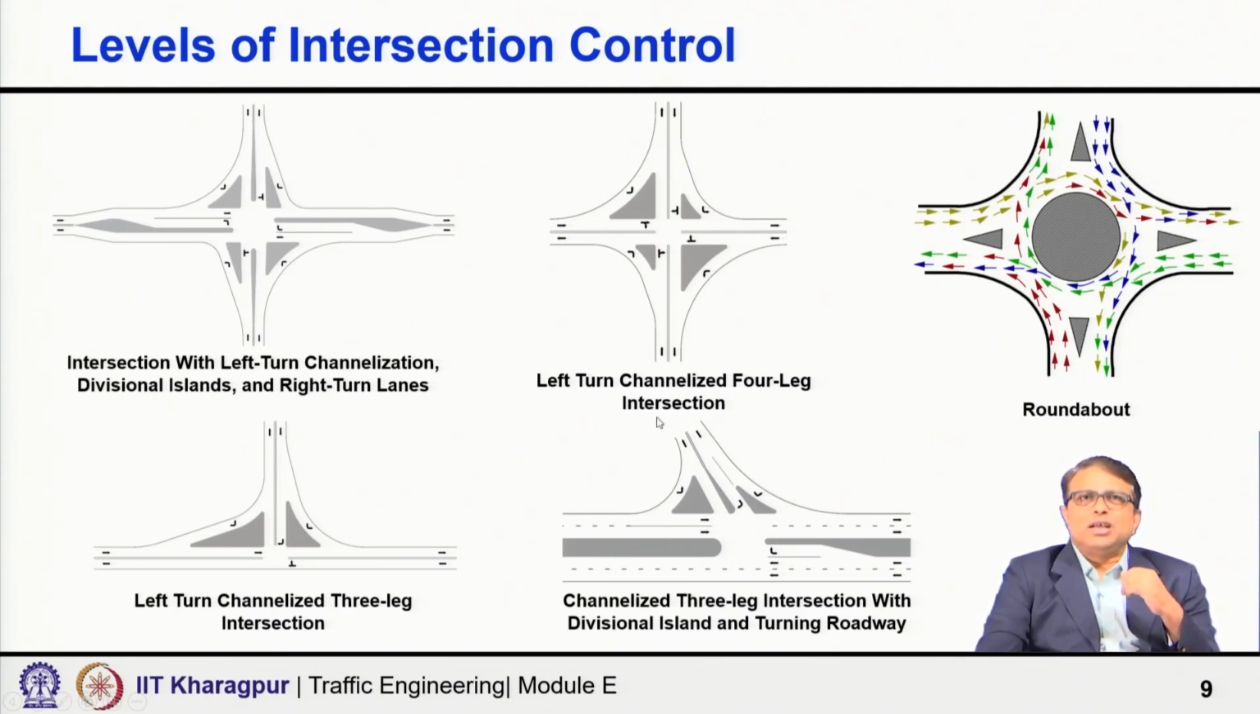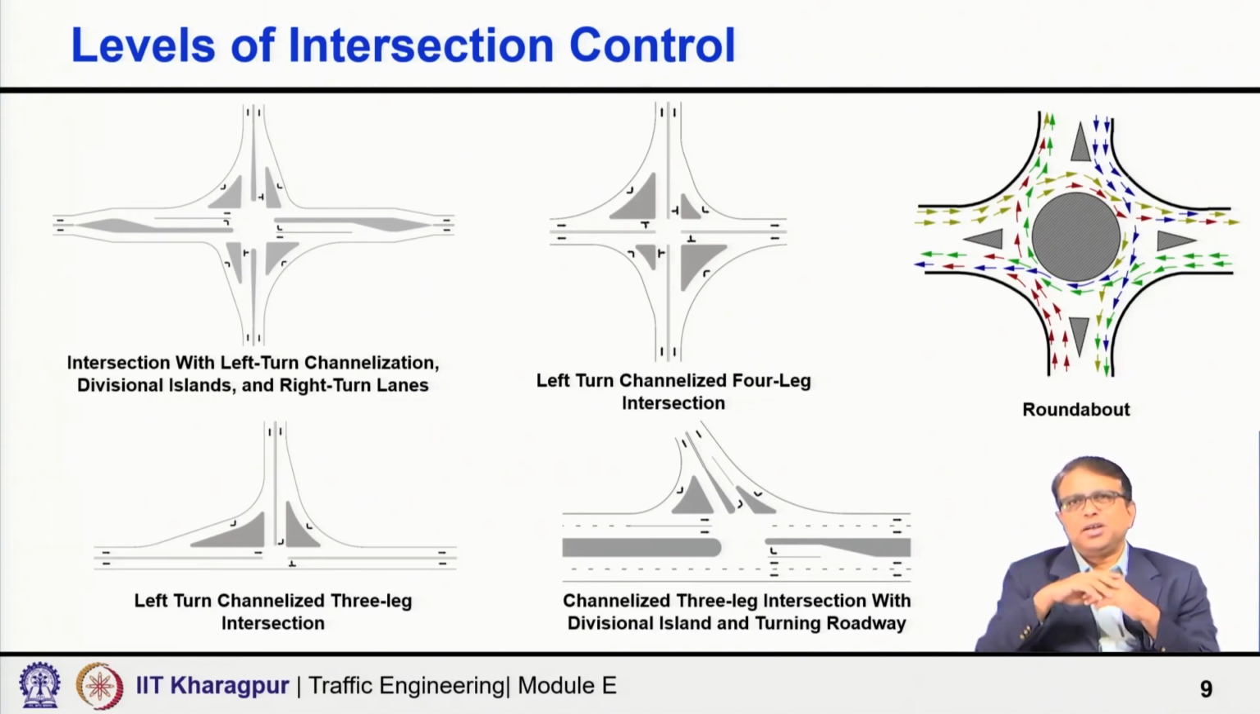Similarly, there is also a left turn channelized 4-leg intersection. The remaining 2 are 3-arm intersections, and different kinds of channelizations are done to regulate the movement as per the requirement. So, channelization can really help you improve the safety performance, because as I said, when there are multiple possibilities for doing the same maneuver using multiple paths, it will always be more confusing and the safety level will be low, because different vehicles' trajectories will be different.